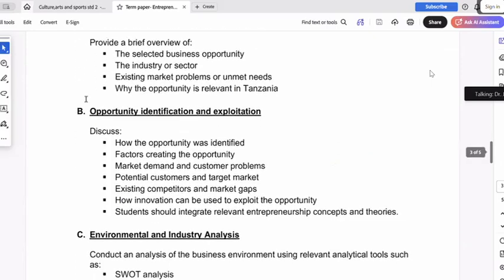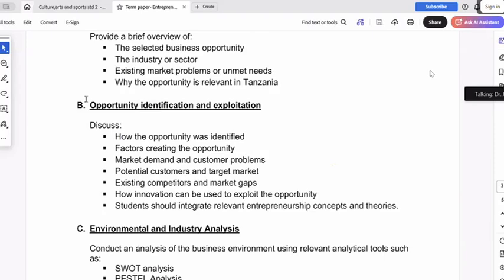The second part should have opportunity identification and exploitation. In this section, you need to discuss how the opportunity was identified, or will be identified, the factors behind creating such opportunities, the market demand and the customer problems, potential customers and the target market within such opportunities, existing competitors and the market gaps, how innovation can be used to exploit the opportunity itself, as well as students should integrate relevant entrepreneurial concepts and theories within these areas.